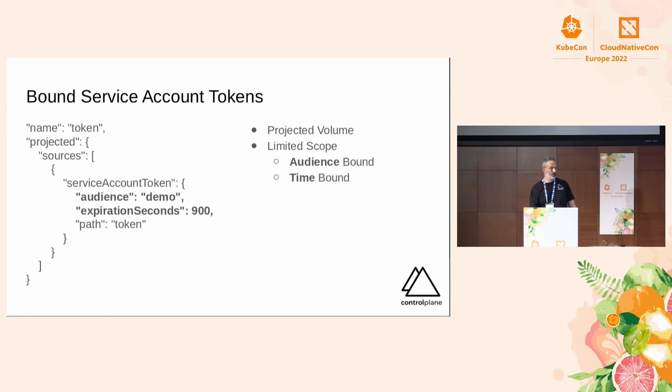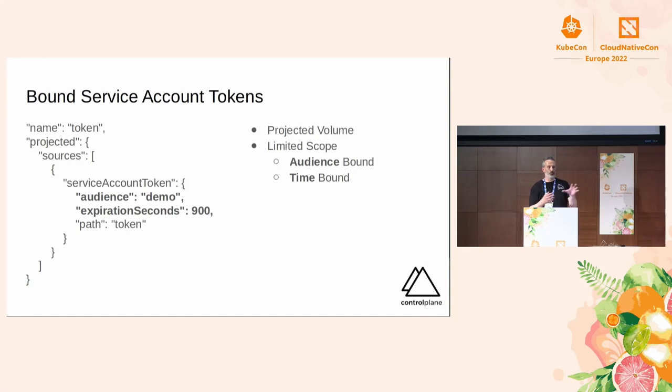Everybody heard of the bound? Quick show of hands. Heard of the bound service account tokens? They're sometimes called projected service account tokens. They use the projected volume functionality. They're bound by audience and time. So in this example here, if our demo service is malicious and we pass it our service account token, it can't use our token to impersonate us to another service because it's bound by that audience there.